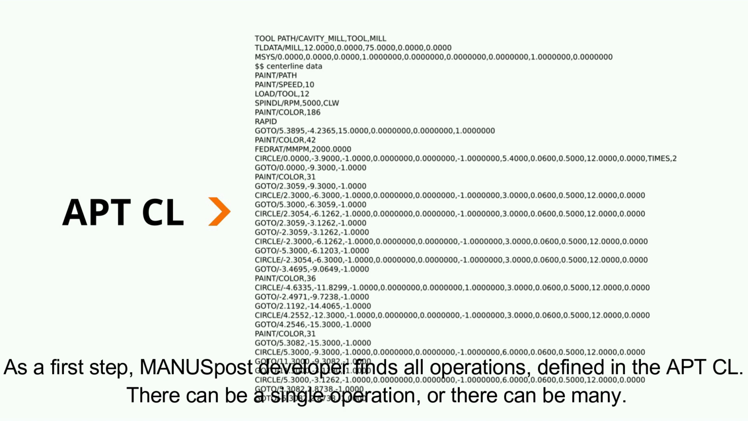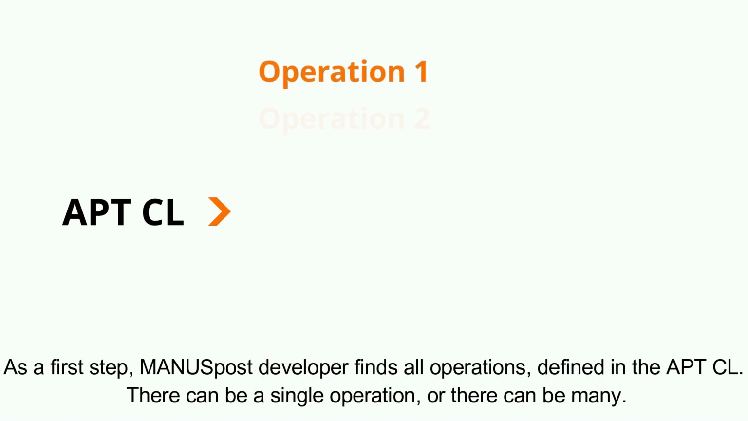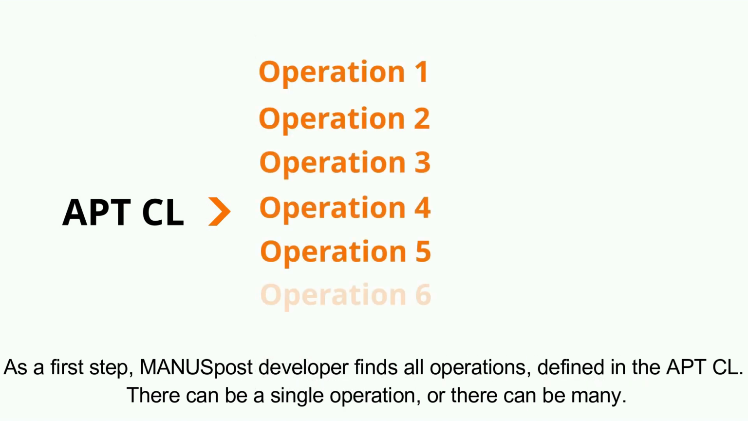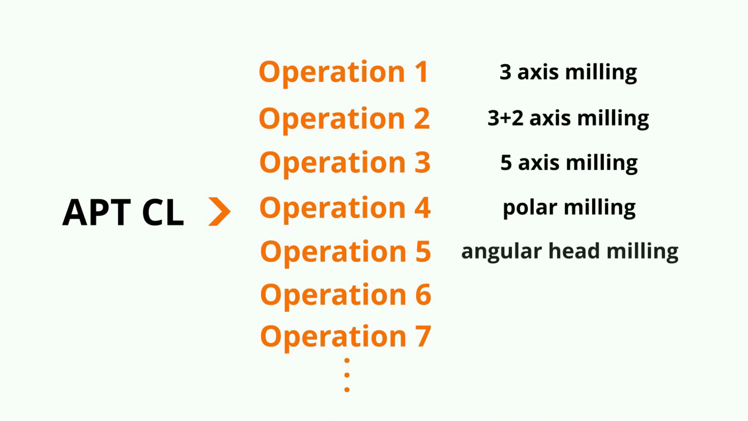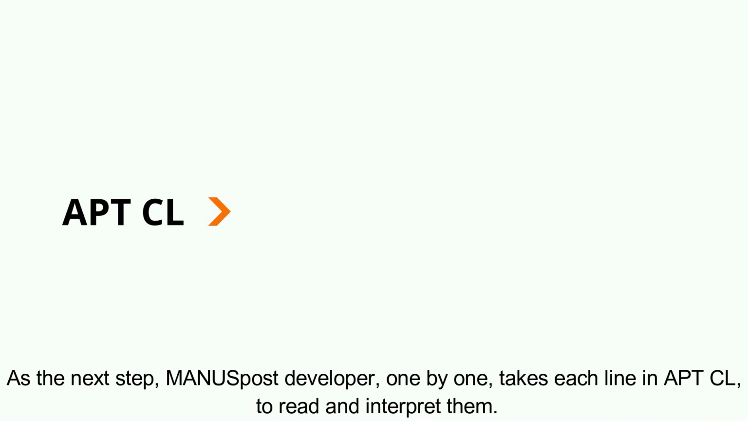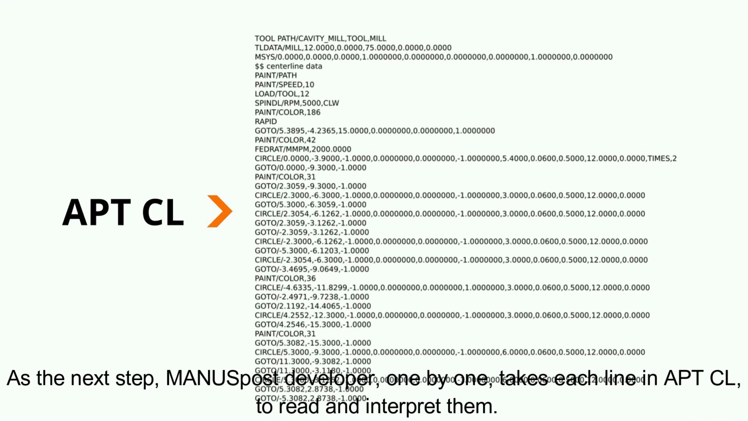As a first step, MANUSpostdeveloper finds all operations defined in the APTCL. There can be a single operation, or there can be many. Then, the developer identifies the types of all these operations. As the next step, MANUSpostdeveloper, one by one, takes each line in APTCL to read and interpret them.